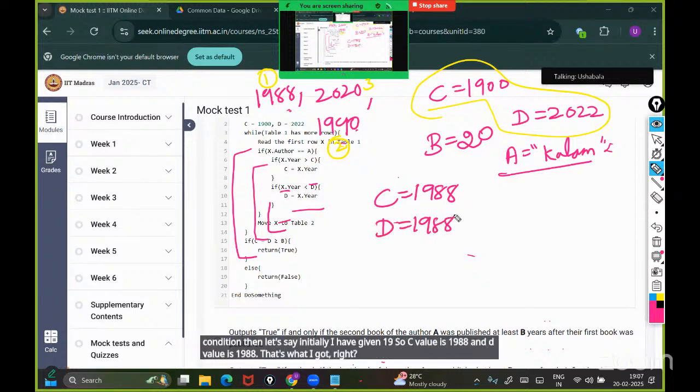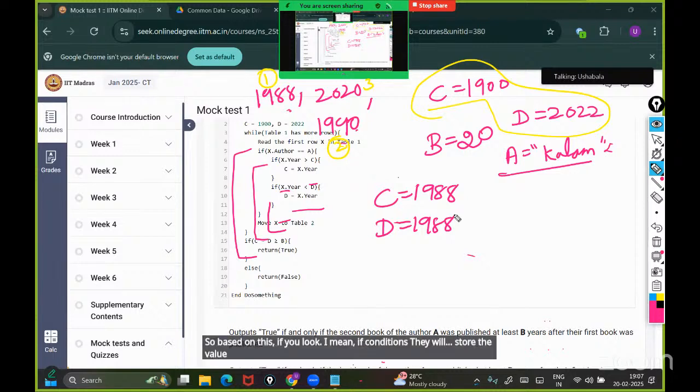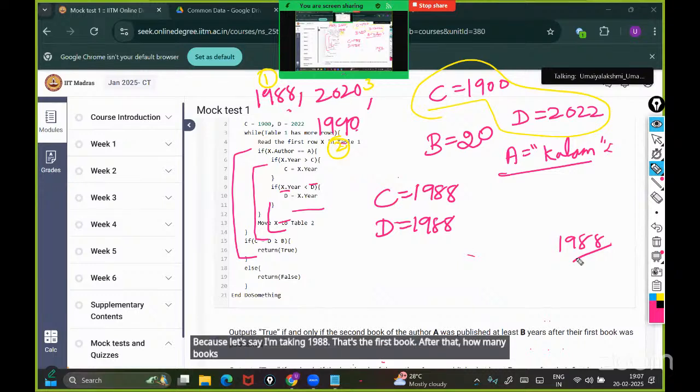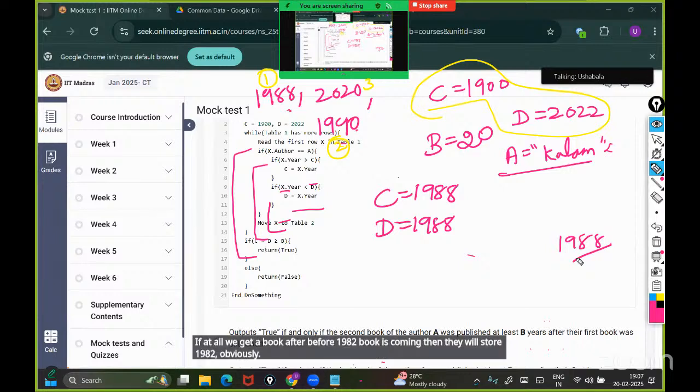So based on these if conditions, D will store the value of the first year of publishing. It will not change. Does it mean that? Yes, the same. Because let's say I'm taking 1988. That's the first book. After that, whatever books I'm writing will be greater; they can never be lesser than the first year, right? If a book before 1982 comes, then it will store 1982, obviously. That is their first book.